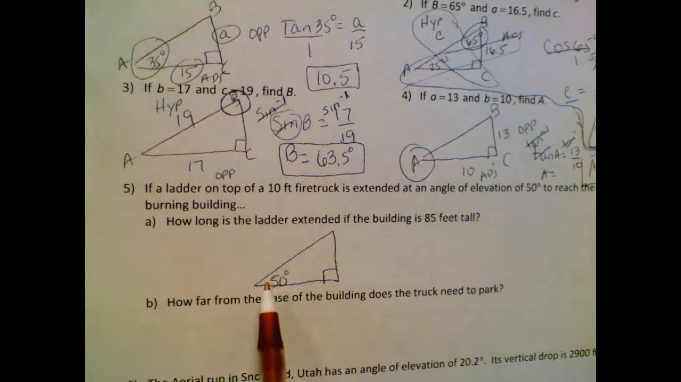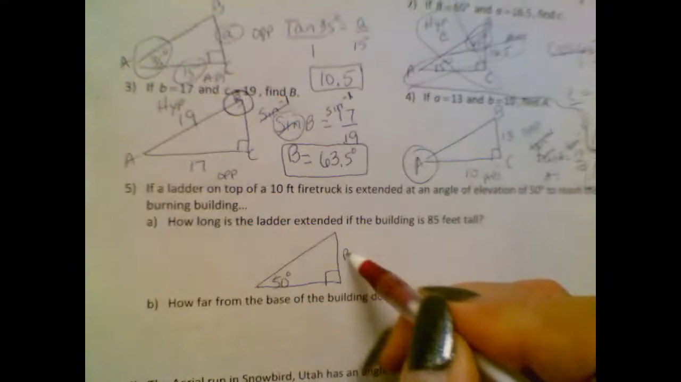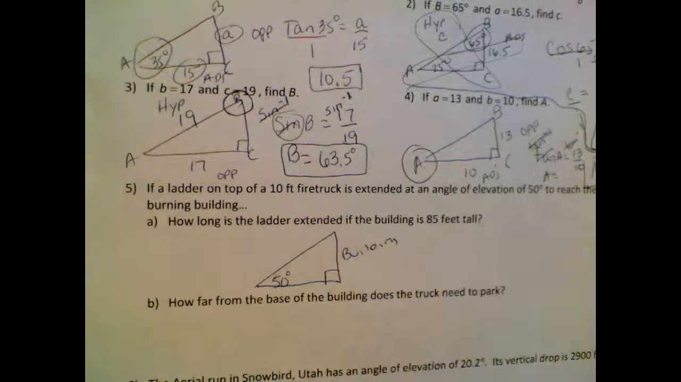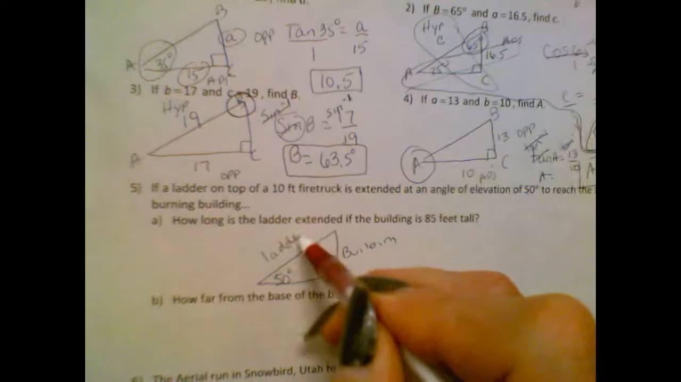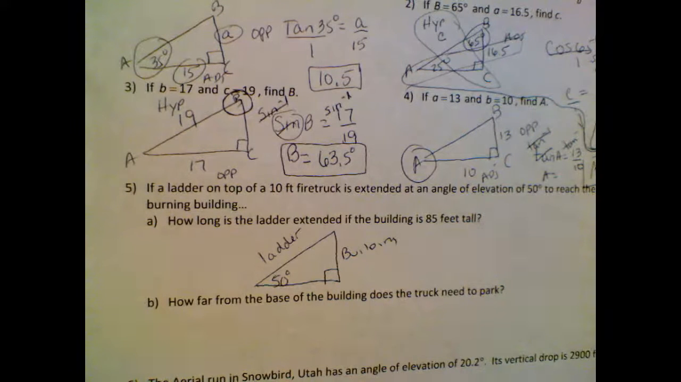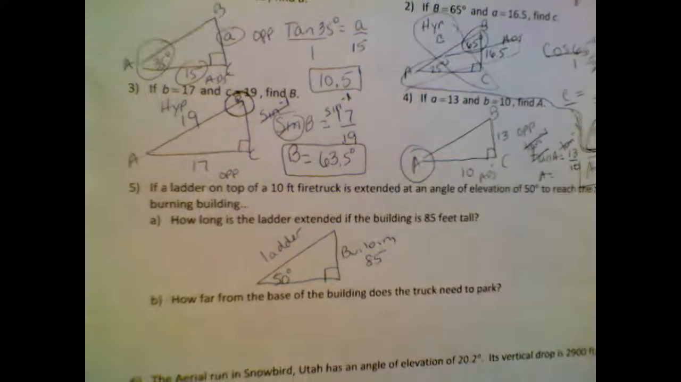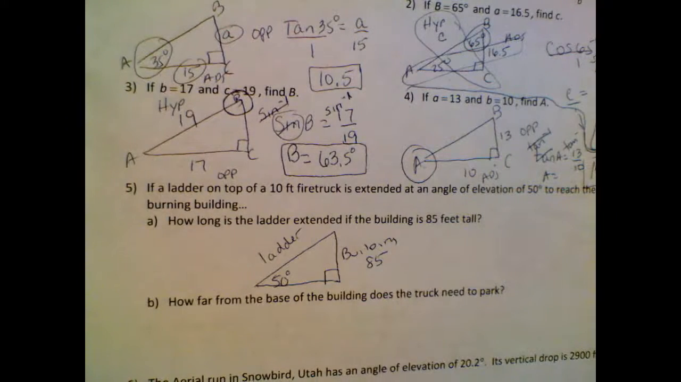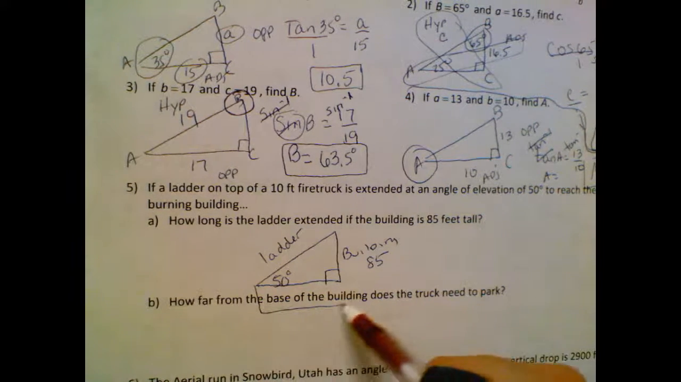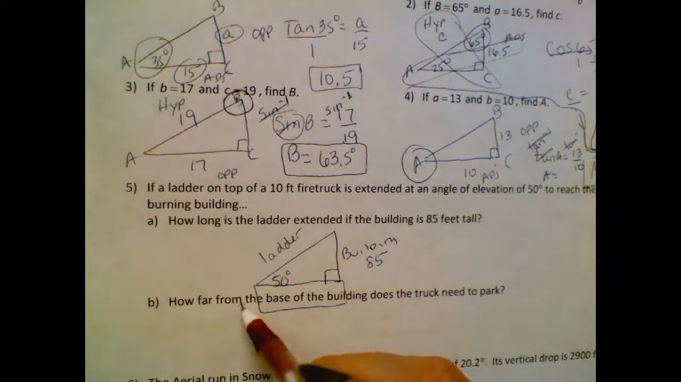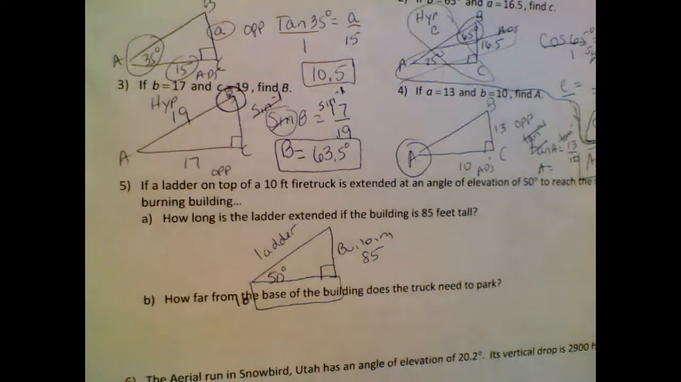So a ladder on top of a 10-foot truck is extended at an angle of 50 degrees to reach the top of a burning building. So this is the building, and it's burning. This is the ladder, right? Ladders are tilted. They lean up against the building. How long is the ladder extended if the building is 85 foot tall? Oh, they're telling us the building's 85. Now underneath this is a 10-foot fire truck, right? So this is 10 of it. This is a little tricky.